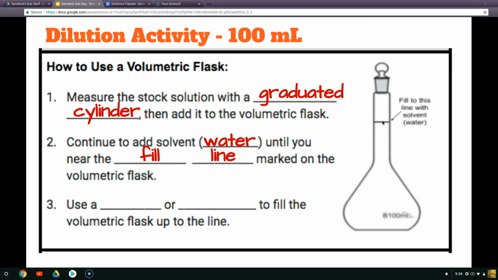When you get close, you stop and you use a pipette or a dropper to fill it all the way to the line. You want to get as precise as possible. Make sure you measure to the bottom of that meniscus.